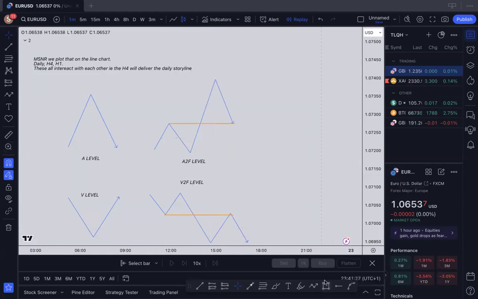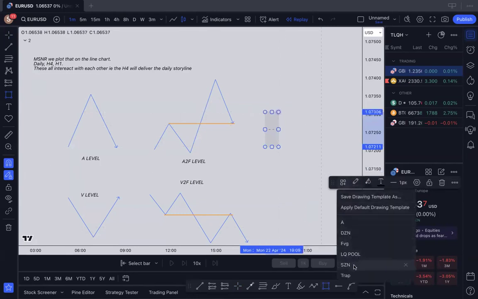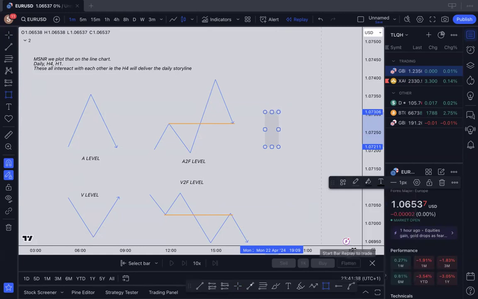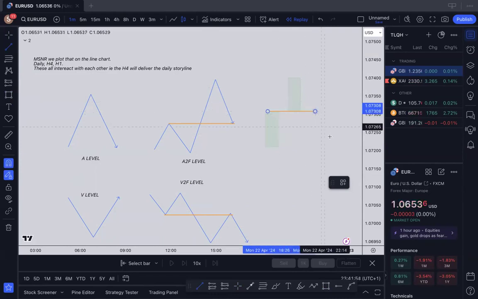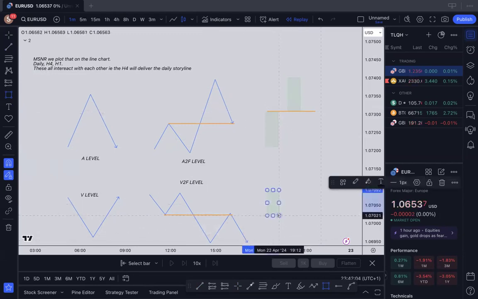The final one is a gap level. This is when we will have two consecutive candles, and we are marking the gap between the close of candle one and the open of candle two. Now, don't worry if you don't see a gap on your broker. It's basically just the open, the close, and then the open of the next candle. And in the bearish example, it'd be something like this.